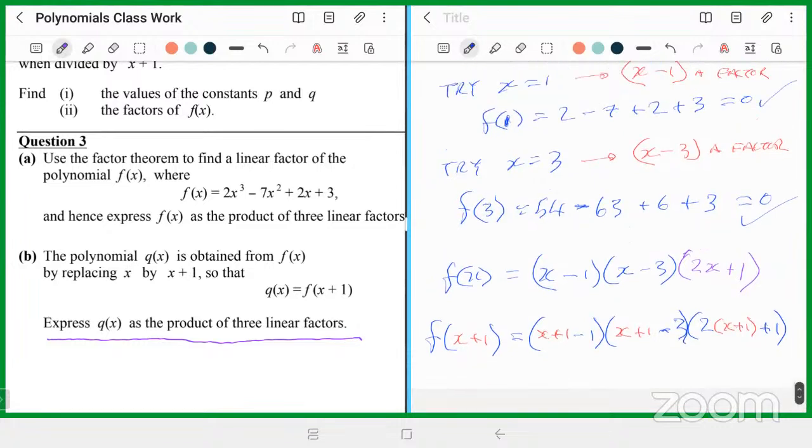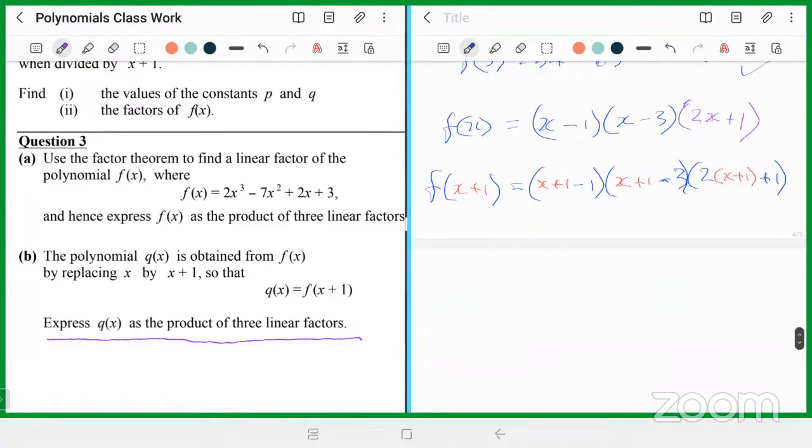And then just some algebra to work out, right? It becomes equal to, this is plus 1 and minus 1 eliminate each other. So this bracket becomes x. This becomes x, and these become negative 2. So we get x minus 2. Then this now becomes 2x. 2 times x is 2x. Then 2 times 1 is 2. 2 and 1 is 3. It becomes 2x plus 3. And that is it. That is your q of x. F of x plus 1 is q of x. And that is our answer right there. All right, nice and easy.